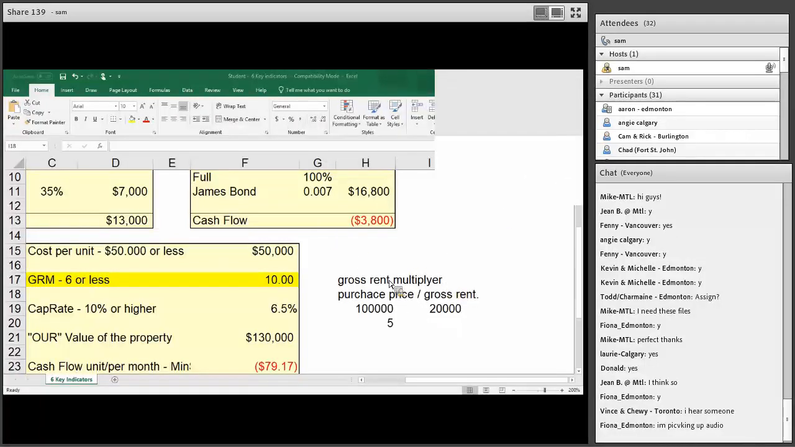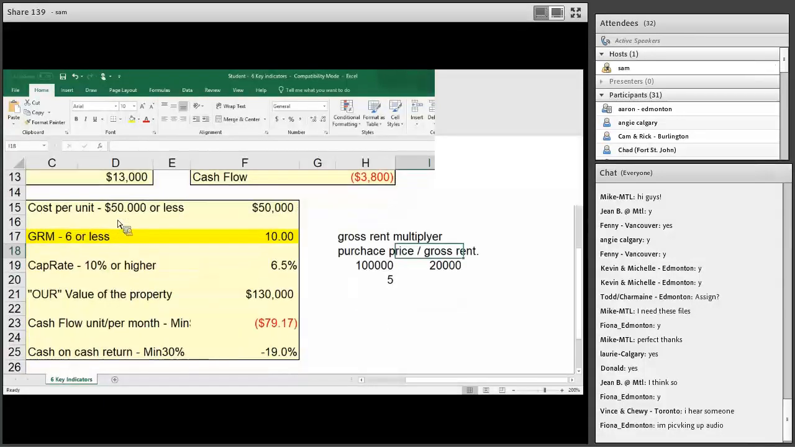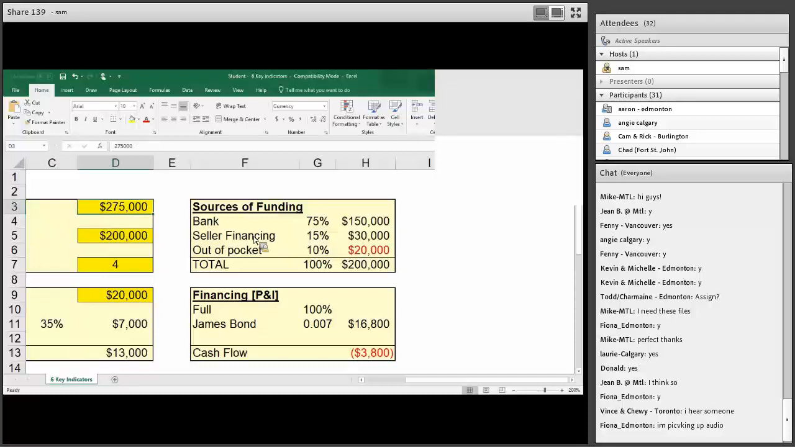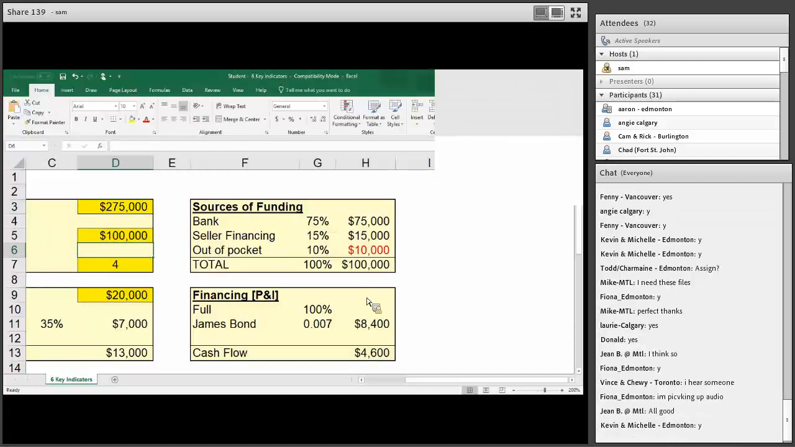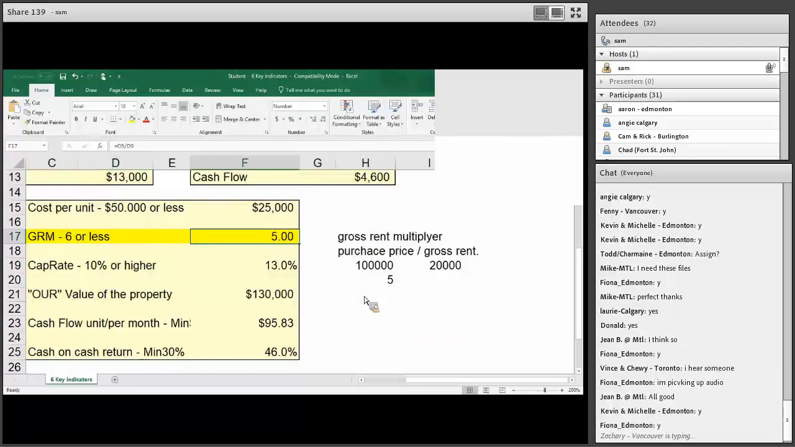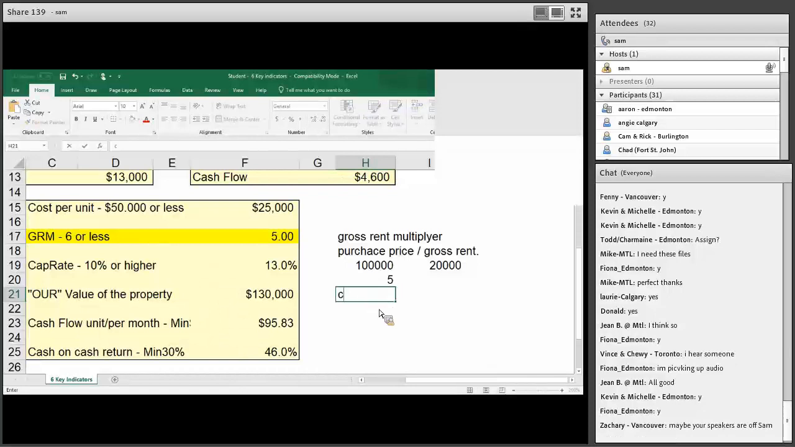Okay. So gross multiplier, everybody knows. The lower the number, the better. 6 is what we're looking for or less. Everybody's good with that? Any questions before I move on? All good. Okay, we're going to talk about cap rate right now. Cap rate, which is really capitalization rate, but cap rate is fine. So what is cap rate?